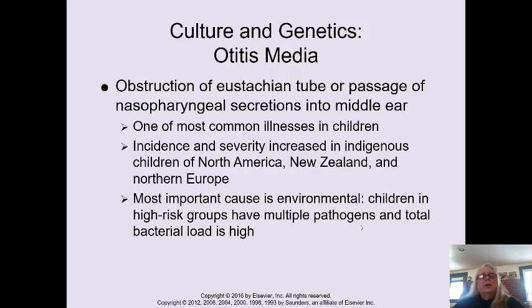Culture and genetics, otitis media, which is a middle ear infection. There's been a lot of controversy around that, and what I mean about controversy is whether or not we actually treat it. And it comes more in a bacterial load. If that bacterial load is high, and it's happening more often in European Americans or European New Zealanders.